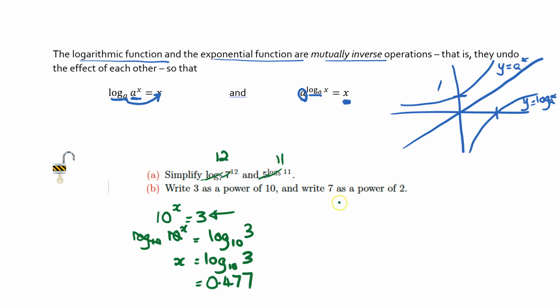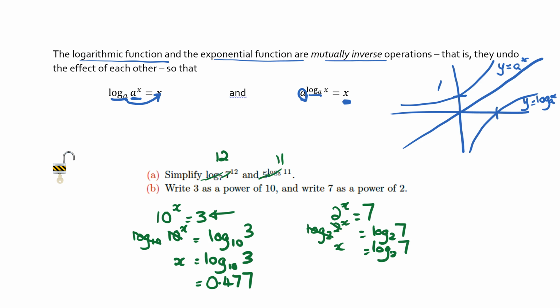Now, 7 as a power of 2, then it's saying 2 raised to what power gives me 7. And I could again operate log on both sides, but I need log base 2. So log base 2 of 2 to the x, so that these cancel out to give me x, equals log base 2 of 7. So x equals log base 2 of 7. Now unfortunately my calculator doesn't have a log base 2 button. It's only got log base 10 and log base e.